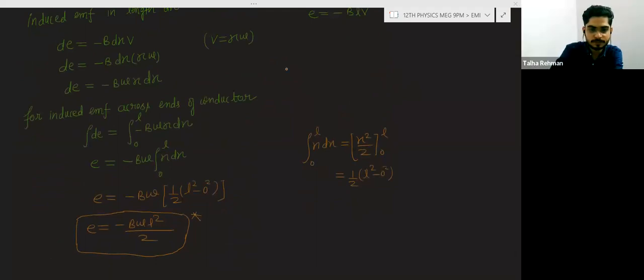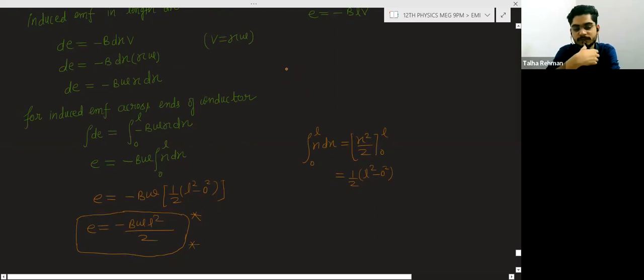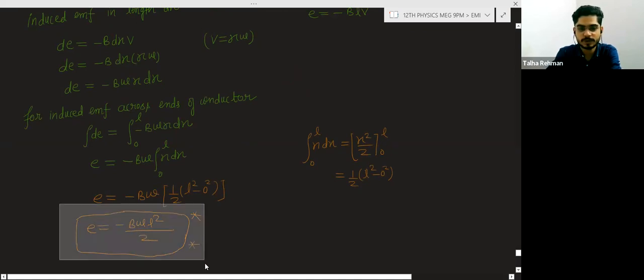Remember this formula. I will use this formula in the next numerical. If you don't know the derivation, if you have only remembered the formula, then it's okay. You can solve the numerical easily.